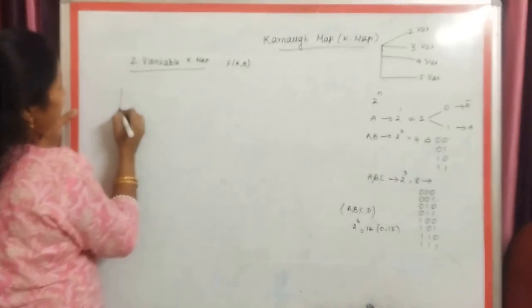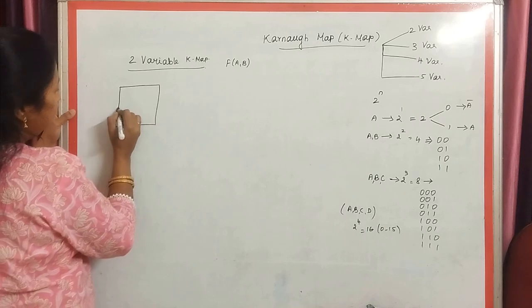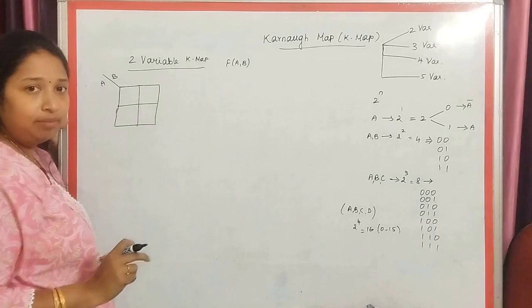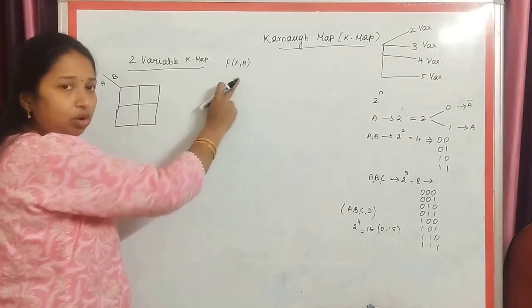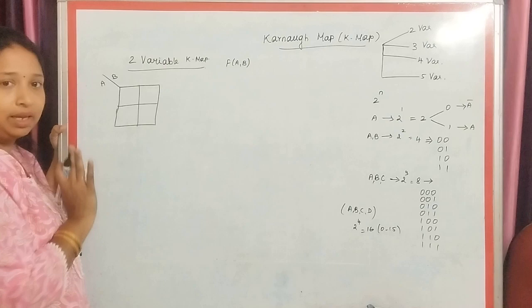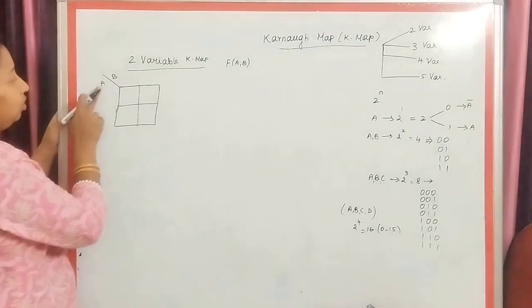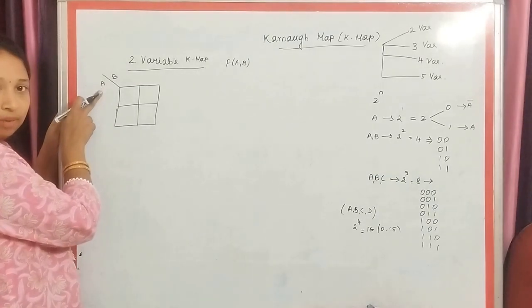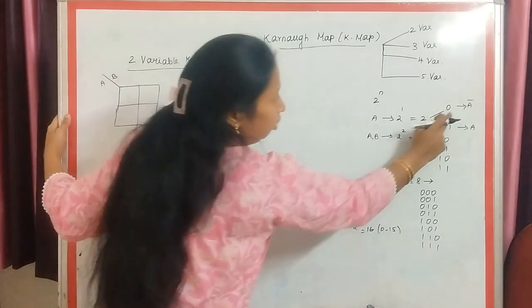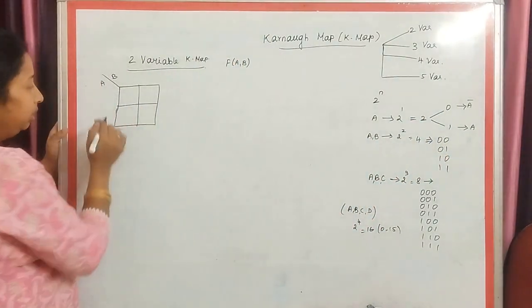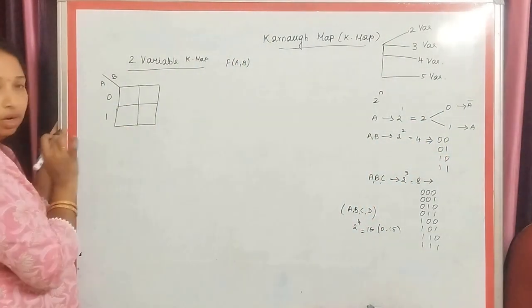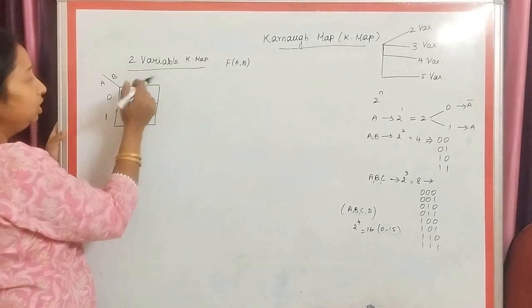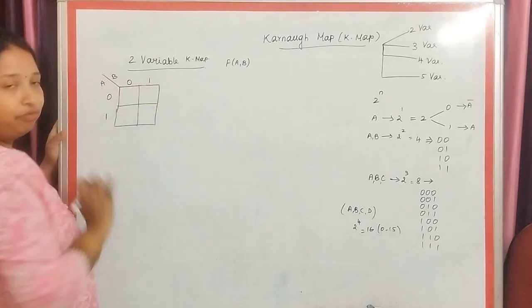For 2 variables, how do you represent it? Let's assume the 2 variables as A and B. Not necessarily, it does not have to be only A and B all the time. It can be any variable. For example, I'm taking A and B here. So, on the left hand side, I've got only 1 variable. So, for 1 variable, how many combinations are possible? There are 2 combinations. What are the combinations? It is 0 and 1. In a similar way, on the top, I have only 1 variable, which is B. So, how many combinations are possible for this? It is 0 and 1.